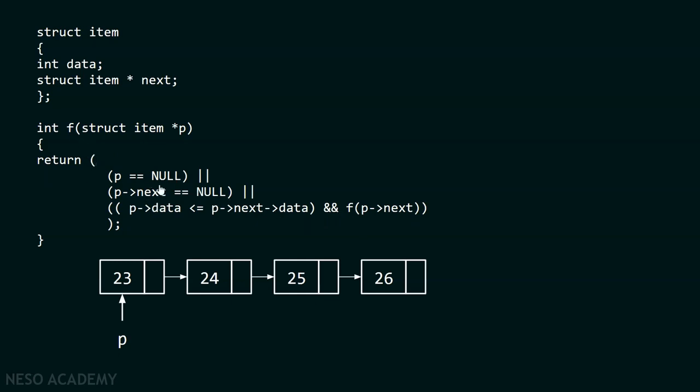Now let's just evaluate these lines of code one by one. The first line of code is very simple. Here we're checking is P equal to null. That means we are checking is the linked list empty, right? That's what we are checking. And the second line of code is also very simple.